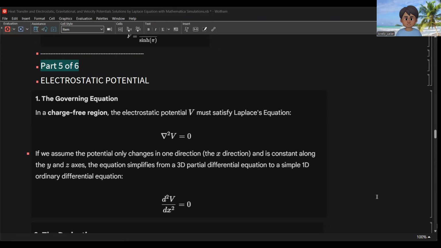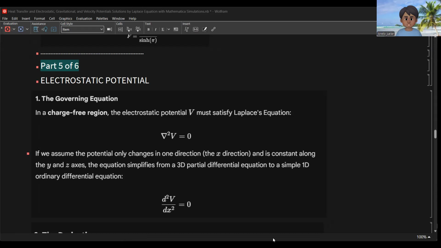Okay, so electrostatic potential. The governing equations: in the charge-free region, the electrostatic potential V must satisfy Laplace's equation, Laplacian of V equal to 0. So if we assume the potential only changes in one direction, the x direction, and is constant along the y and z axes, the equation simplifies from a 3D partial differential equation to a simple 1D ordinary differential equation.